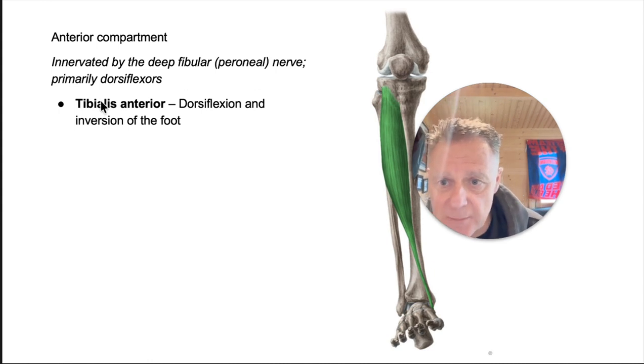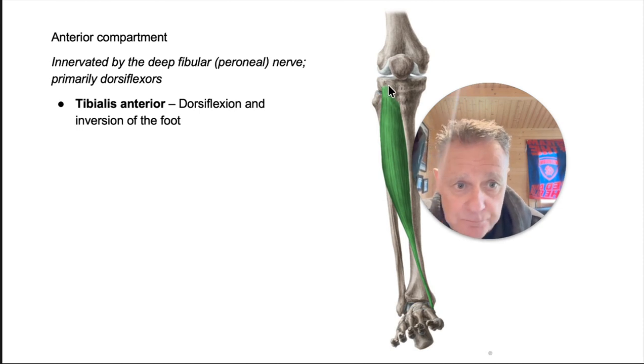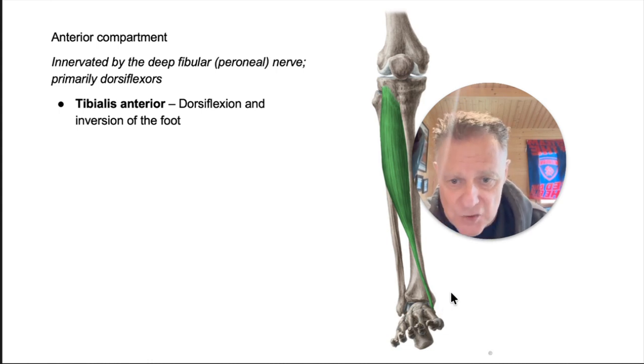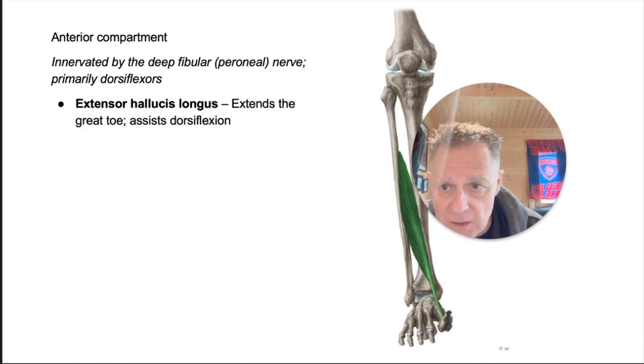As far as tib anterior goes, it originates on the tibia, obviously. So lateral aspect of the tibia to the medial aspect of the foot. And as a result, not only does it dorsiflex, but it turns the foot in, and that's known as inversion. If the great toe moves towards the midline, it's referred to as inversion. If the great toe moves away from the midline, it is referred to as eversion.